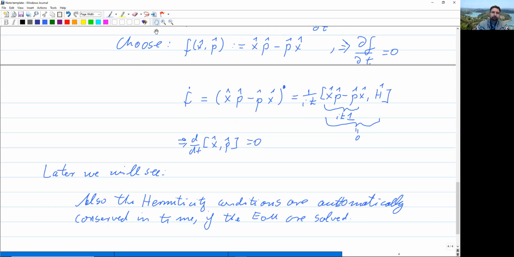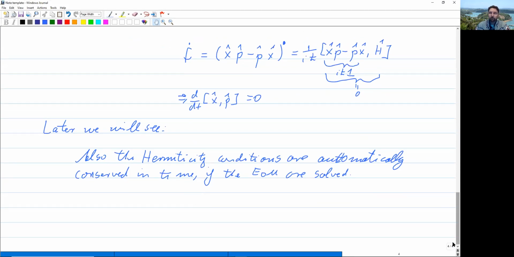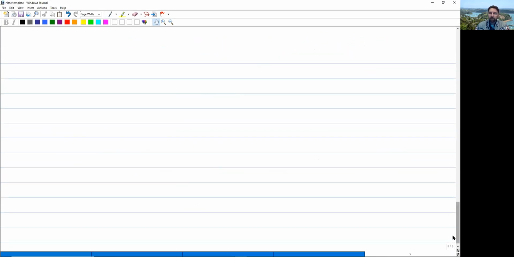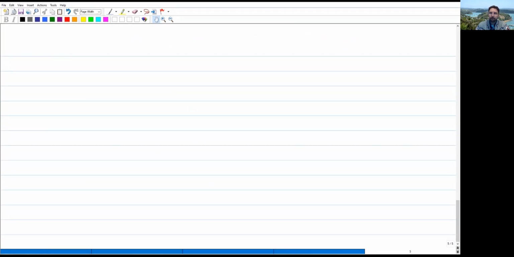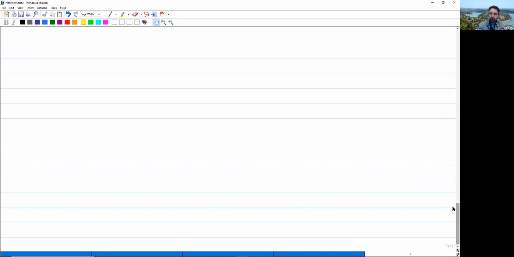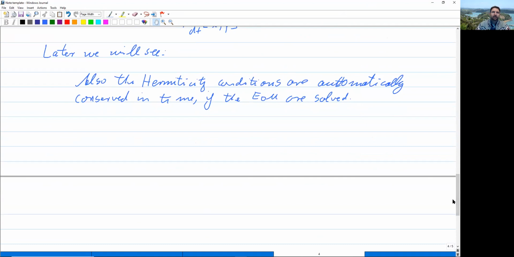Now, we solved so far only one problem, which was the free particle in one dimension. Just a sec, I need to scroll up. Okay, right. We solved the free particle.